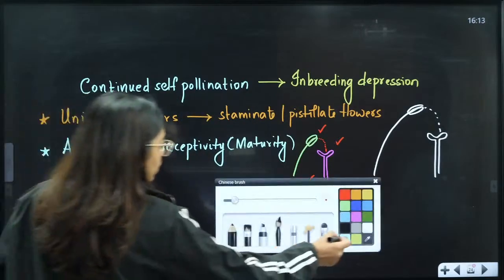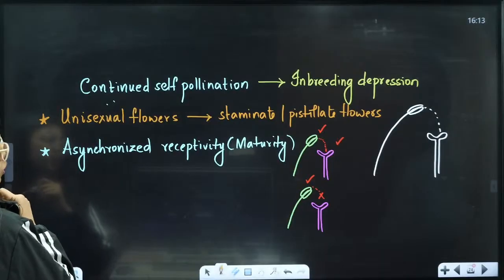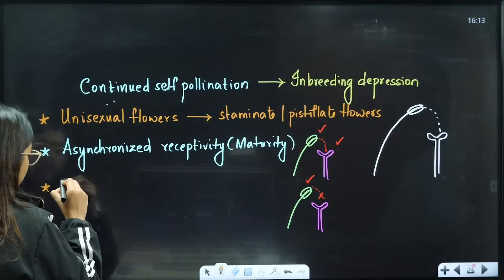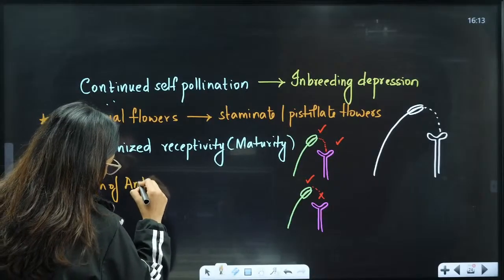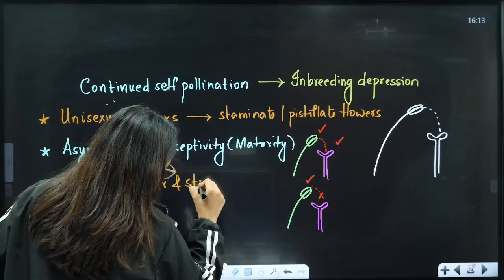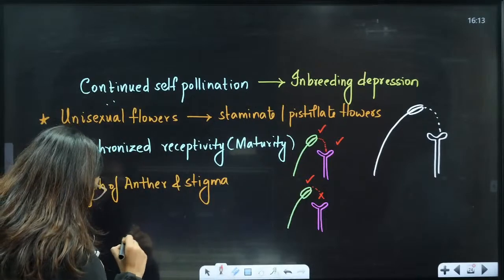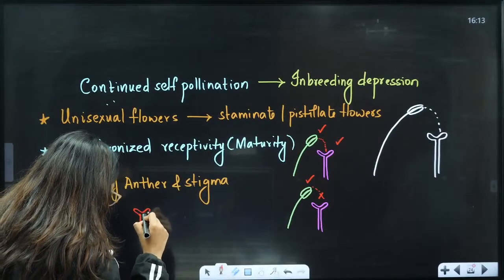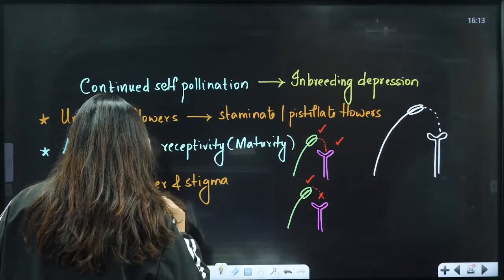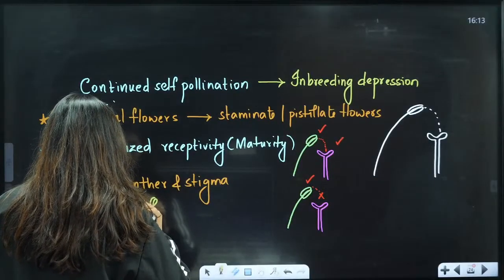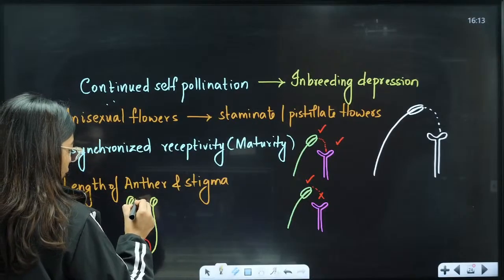Okay, next one is going to be changing the length of anther and stigma. Friends, normally I will draw here. Normally, this is the stigma, and normally it is like this. Normal situation, so the pollen grains can fall on the stigma.